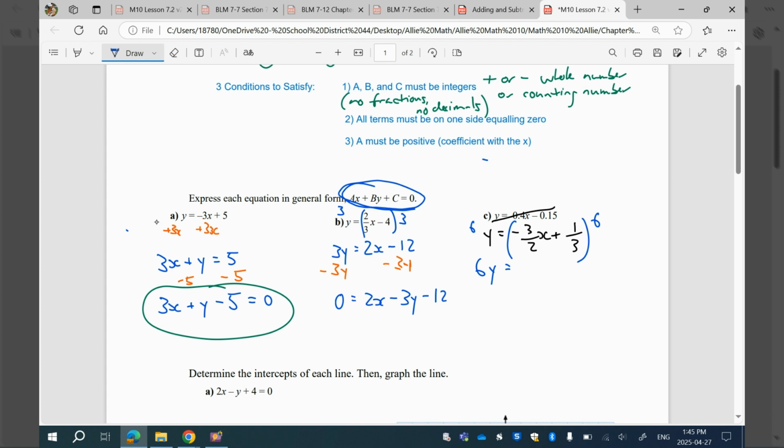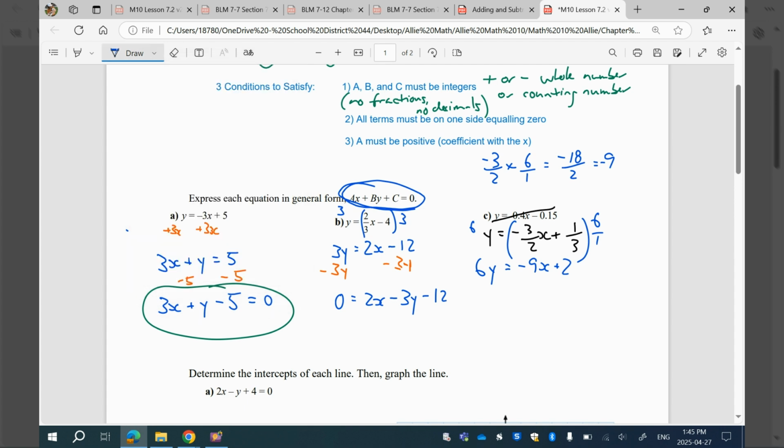So we got -3 over 2 times 6 over 1. Let's multiply the tops. We're going to have -18 over 2, which equals -9. So now we have -9x. And if we had this 1/3 times 6, if we multiplied the tops and multiplied the bottoms, we'd have 6 over 3. And 6 divided by 3 is 2.